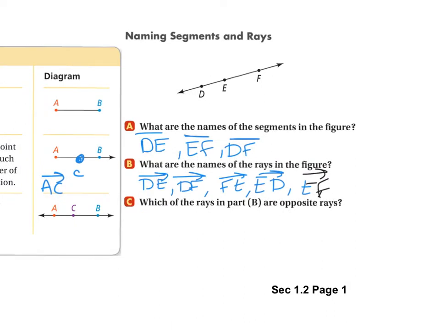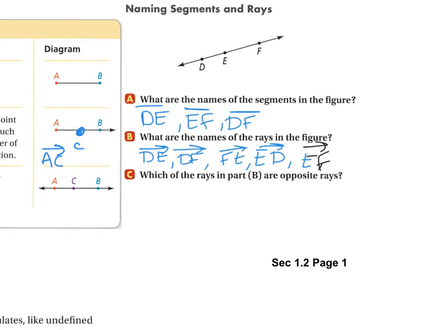Okay, and the last question for this section is, which of the rays in part B are opposite rays? Well, I just talked about that, so it would be ED and EF.